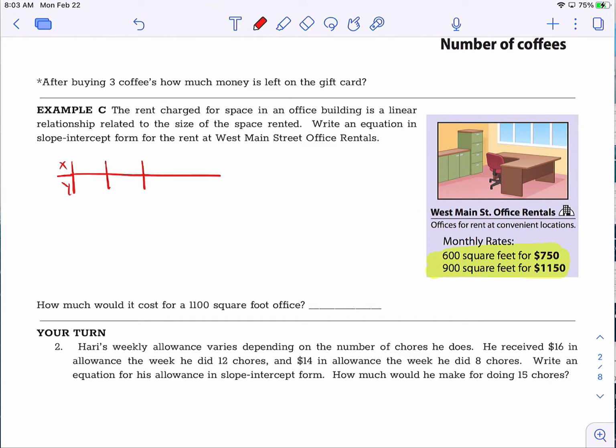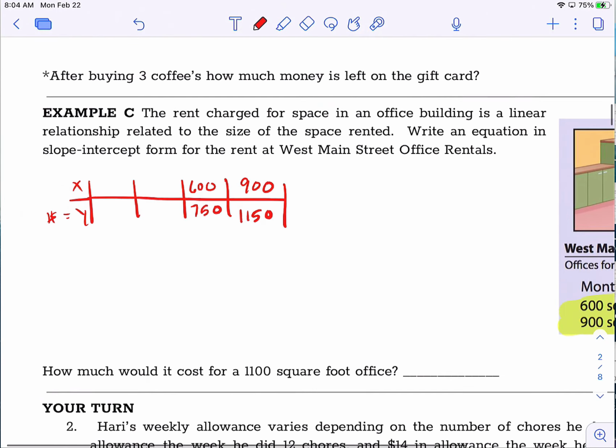Okay, I'm going to make a little table here, and just kind of trust me on this, the way I do this. I'm going to put 600 here, 900 here. Those will be my x values, the feet. And then I'll say that the 750 and 1150, the money, is the y. That's almost always how it is: the y is the money. Now, you might be wondering, why did you leave spaces? I'll get to that in a second.